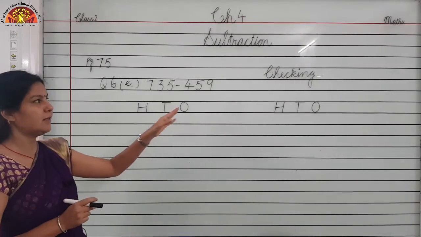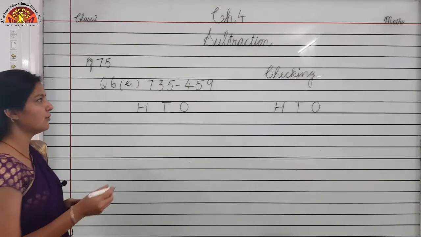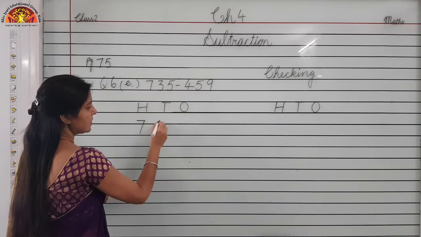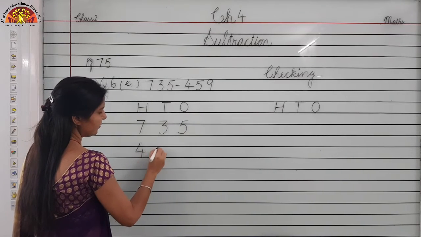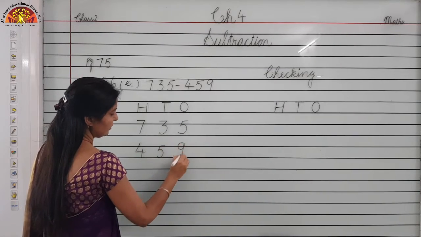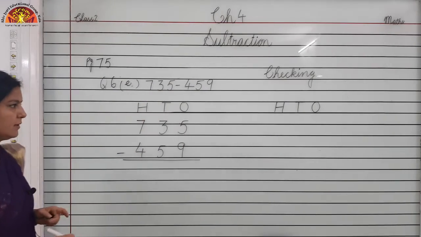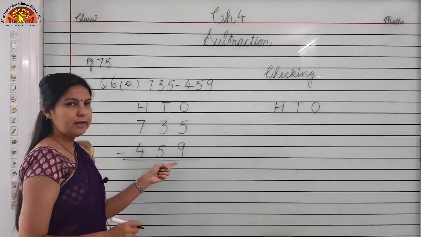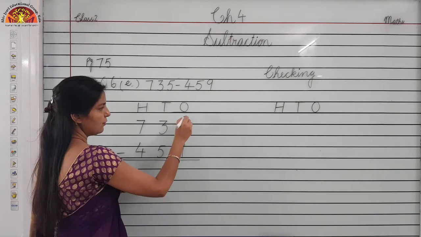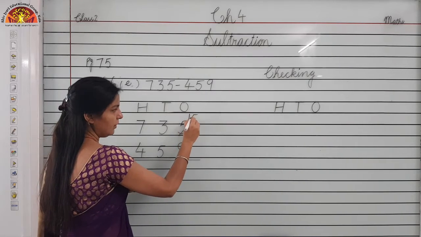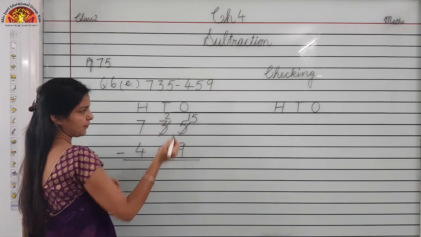Now we will subtract a 3-digit number from a 3-digit number and we will check whether our sum is correct or not. So arrange these numbers. This is 735 and 459. Now we will first subtract these two numbers and find out the difference. So 5 is smaller than 9, so we cannot subtract these two numbers. So we will take borrow from the tens place. 5 will become 15 and this 3 will become 2.